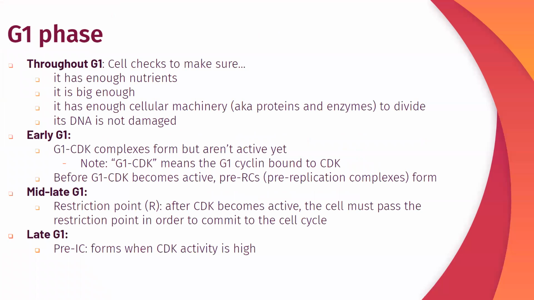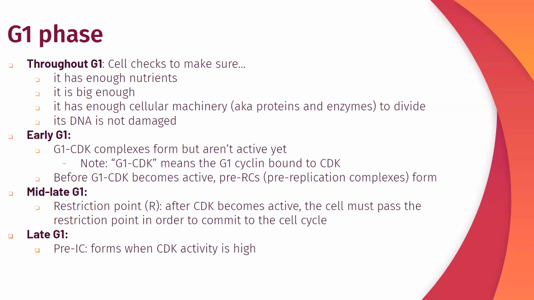All right. So G1 phase. The cell is checking to actively see if it has enough nutrients, if it's big enough, if it has enough cellular machinery, proteins, enzymes, whatever you name it. And if its DNA is not damaged. In early G1, CDK complexes form, but they will not be active just yet. And that just means G1 cyclin bound to CDK. And so before that complex is active, pre-RCs form.